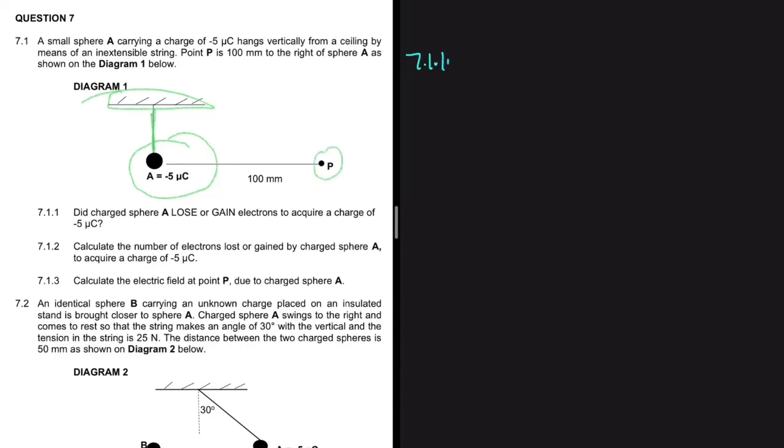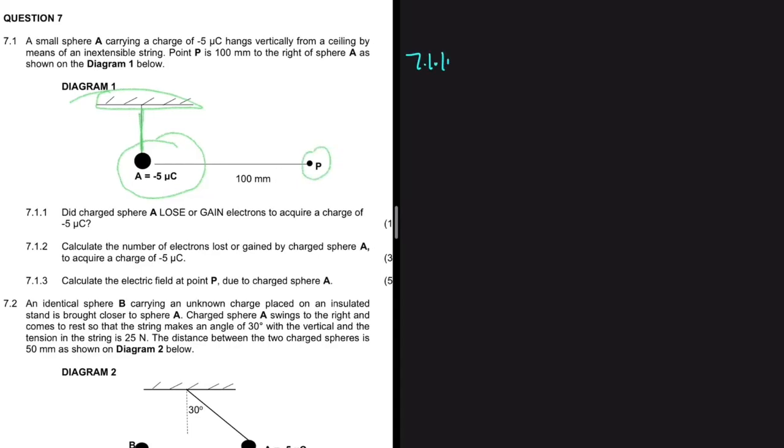7.1.1 says, did sphere A lose or gain electrons to acquire a charge of minus 5 microcoulombs? So if a sphere was neutral, and now it has a charge of minus 5 microcoulombs, did it gain or lose electrons? We know fully well that electrons are negatively charged, right? So if it becomes more negatively charged, then it gained electrons. So for 7.1.1, this sphere definitely gained electrons.